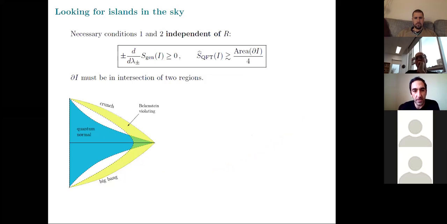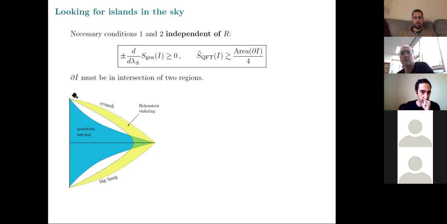So one example where there seems to be some non-trivial overlap is a crunching cosmology. So here you have a Big Bang. Let's say you have matter plus a negative cosmological constant. This is what the Penrose diagram will look like. You'll end in a crunch. And now you'll have a non-trivial overlap between the quantum normal region and the Bekenstein violating region. And it's some sliver way out here.